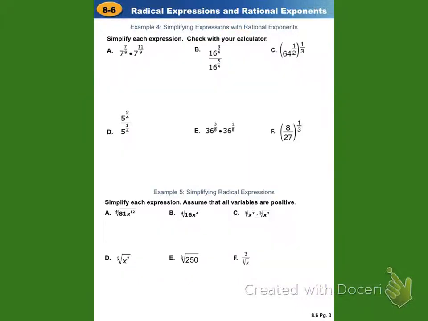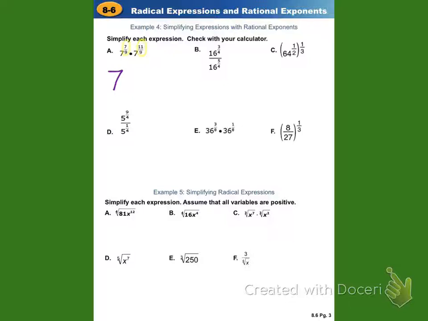Let's turn the page. So in this next example, we're going to apply some of the power properties that we reviewed at the beginning of this trimester. And so in example A, we're multiplying two powers and they have the same base. So when you multiply and the bases are the same, we can combine them together as just one single base by adding the exponents. So we're actually going to add 7/9 and 11/9.